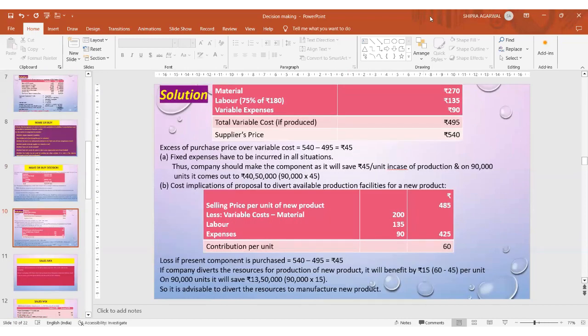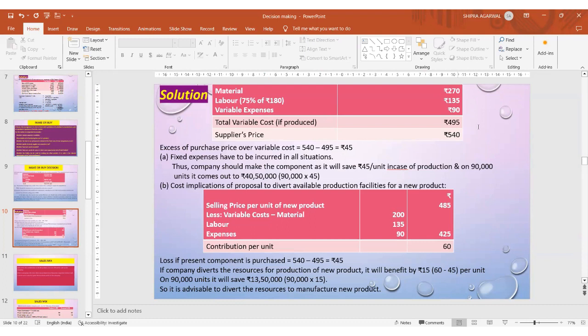Now, when we actually start with this, as I told you, whenever such a question comes, you need to just move ahead with the sales, variable cost, and contribution, right? So we start with it. I simply start with my variable cost first. That is material 270, labor, out of 180, 75% is variable. So I just consider that, that is 135. Then you have variable expenses, that is 90. So your total variable cost, if you produce it, will come out to 495.